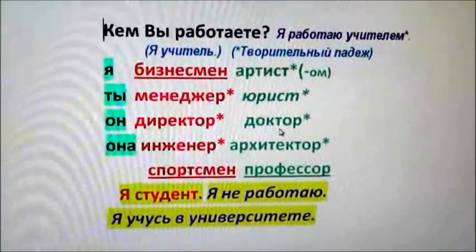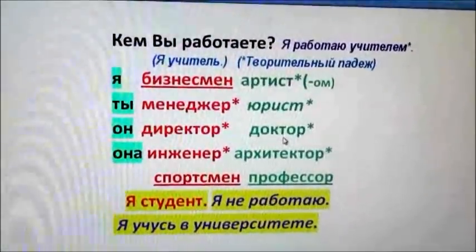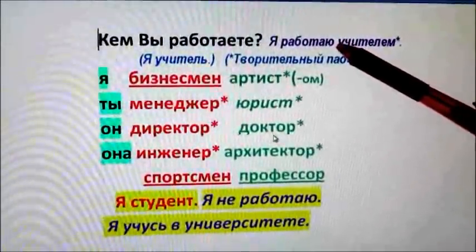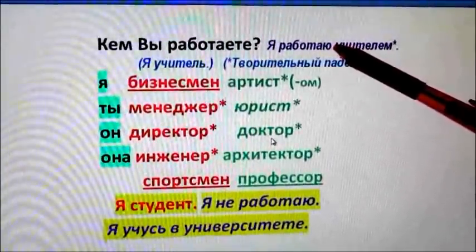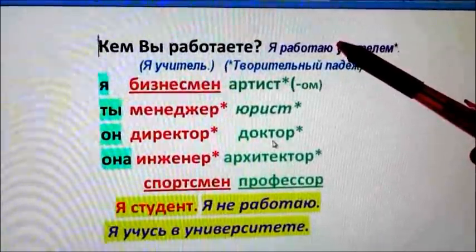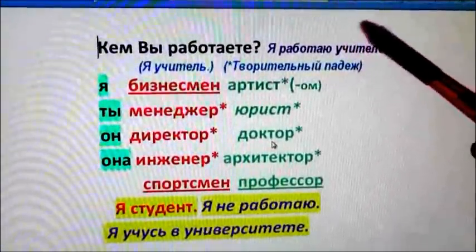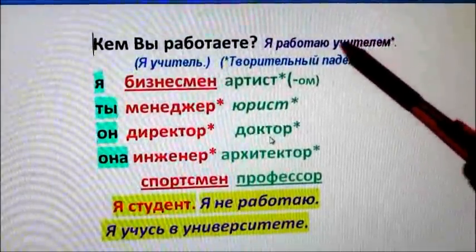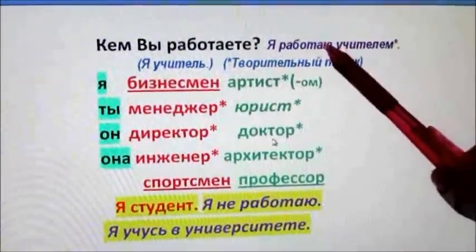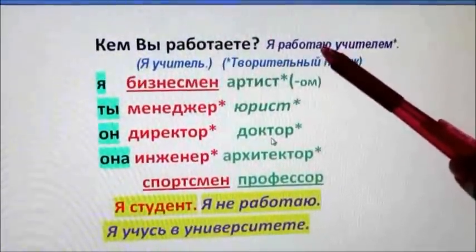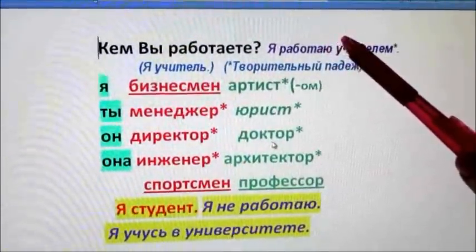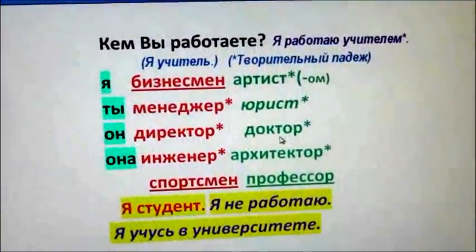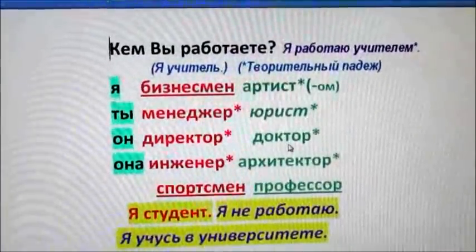The answer is я работаю учителем. Я работаю кем? Работать in what quality? The question will be творительный падеж question, instrumental case question. Я работаю учителем. Работать кем? Okay? So this verb noun phrase работать кем has connection verb and instrumental case. Okay? Работать кем? Работать кем-то.